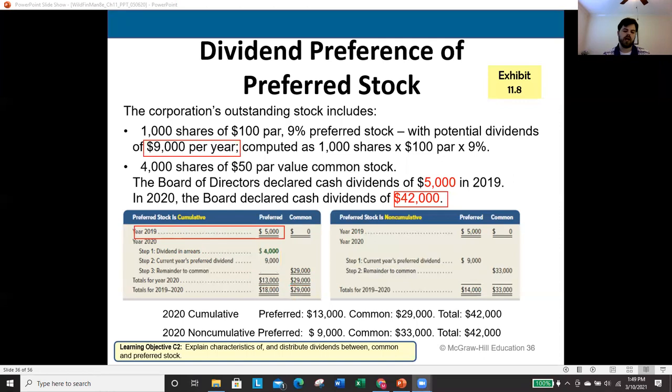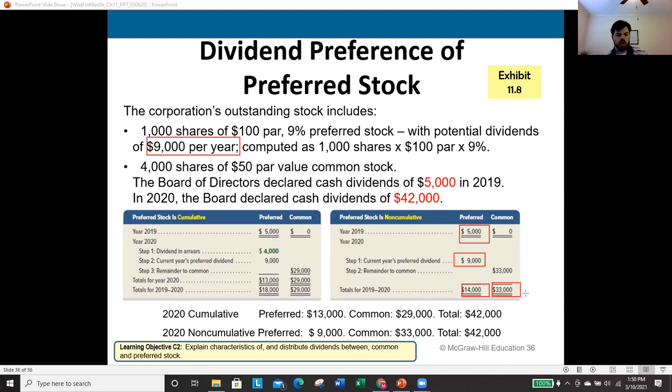Now, if we look at the other side, we'll look at when this is non-cumulative. So when I am dealing with a non-cumulative preferred stock, they should have gotten 9,000, but they only got 5. So that 5 comes in, and because this is non-cumulative, that $4,000 they missed out on, they're just not going to get. So at this point, they now get the 9,000 of the 42, giving a total here of 14, and then the 33,000 will run through the common shareholders.